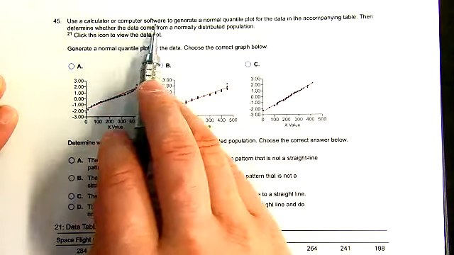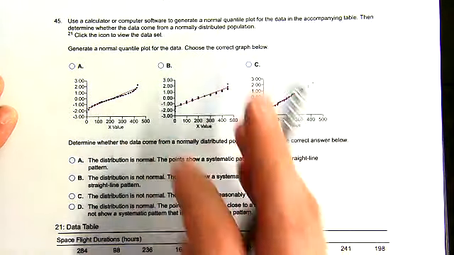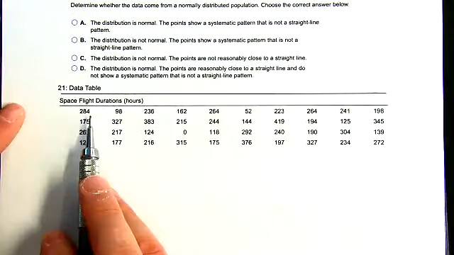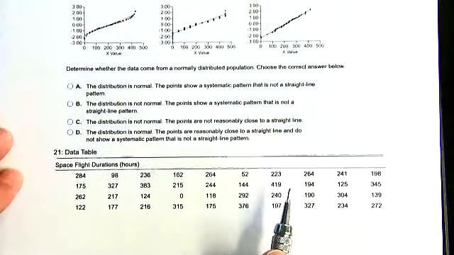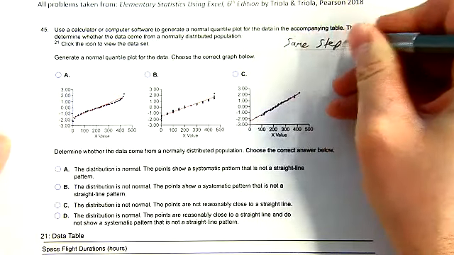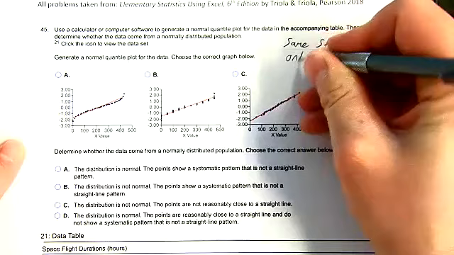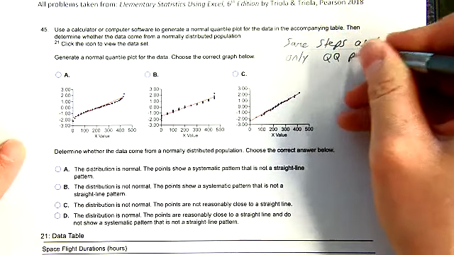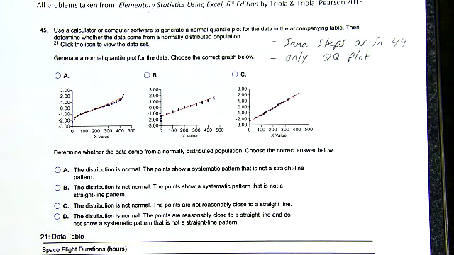Use a calculator or computer software to generate a normal quantile plot for the data in the accompanying table, then determine whether the data come from a normally distributed population. So they have space flight durations in hours, and they give you this table. To do this problem, you use the same steps as before, same steps as in 44. You only need the QQ plot. If you do that for this problem, your quantile plot will look just like C.